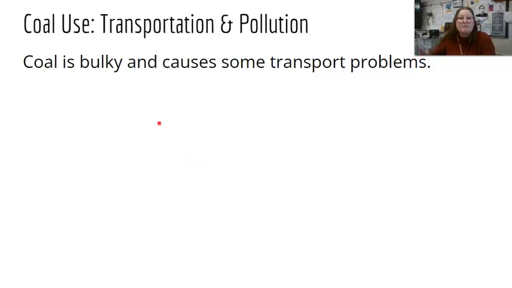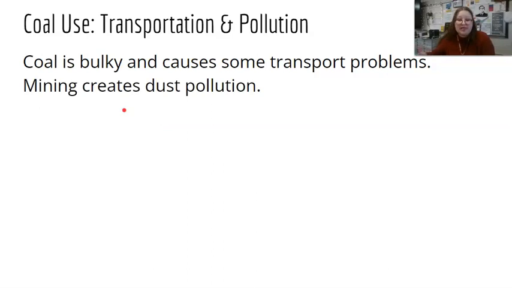All right, and then the last concern that we're going to talk about with coal is transportation. So coal is bulky and causes some transport problems. And then mining also creates dust.